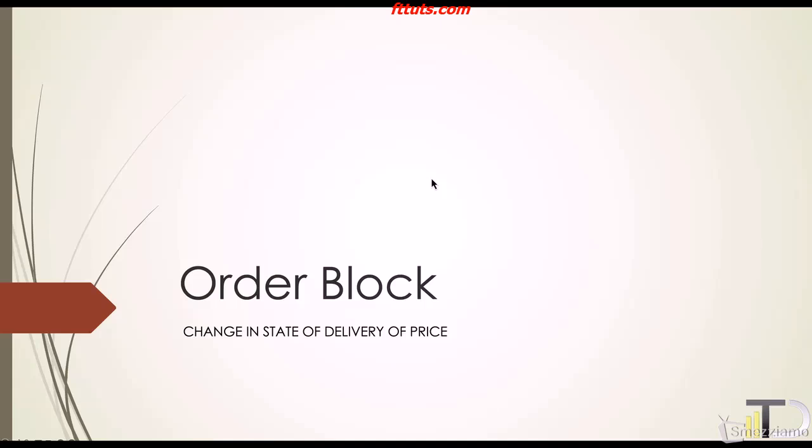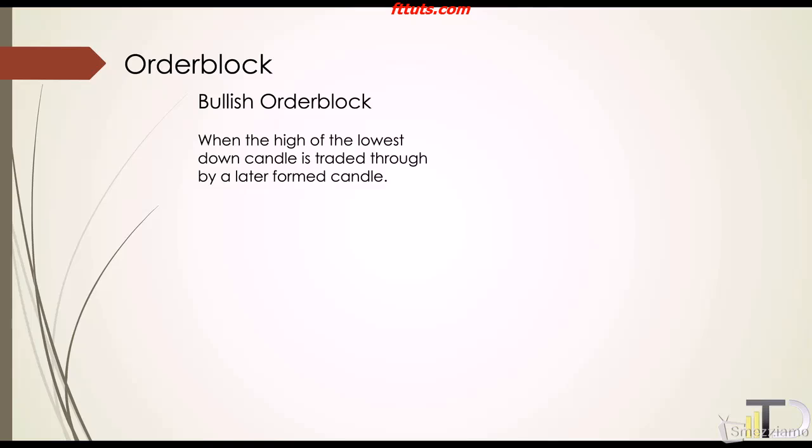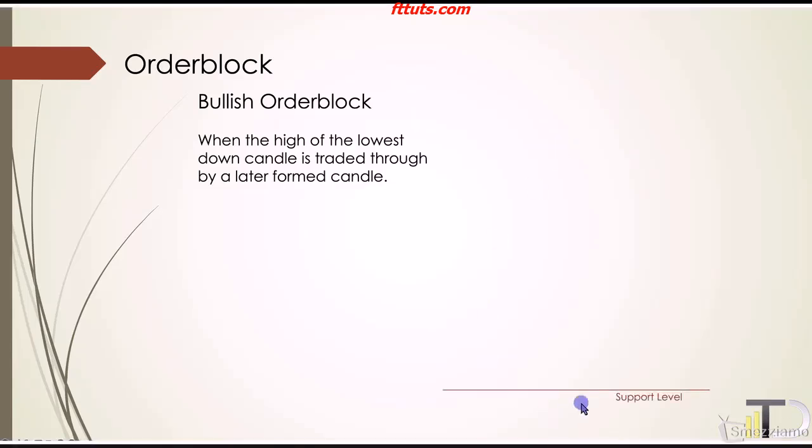At a very conceptual level, order block is change in state of delivery of price. So let's look into the change in state for both bullish and bearish order blocks. For a bullish order block, when the high of the lowest down candle is traded through by a later formed candle, a bullish order block is formed. Let's say that this is an established institutional support level.